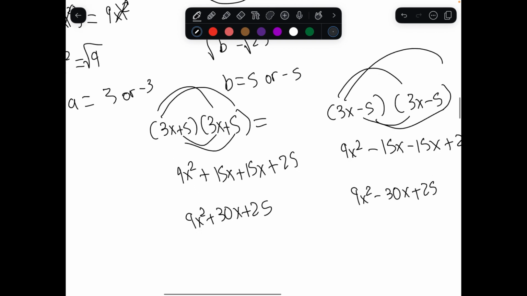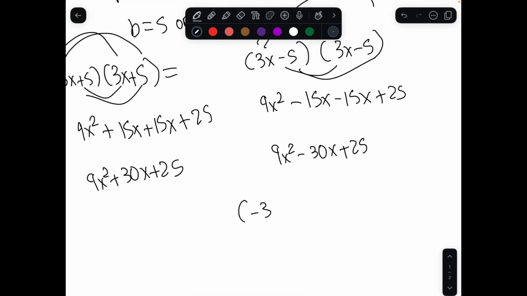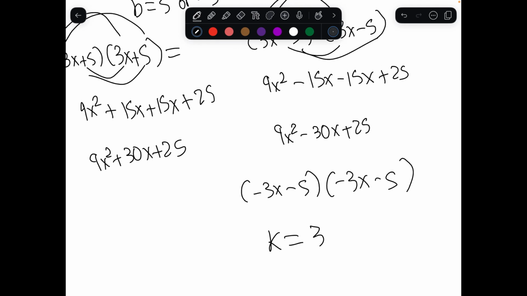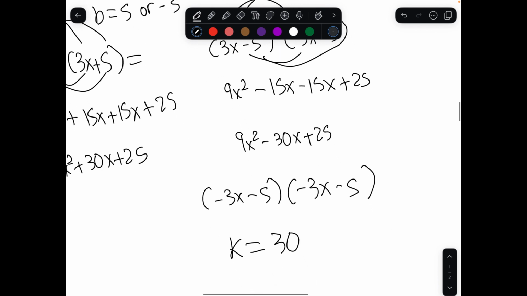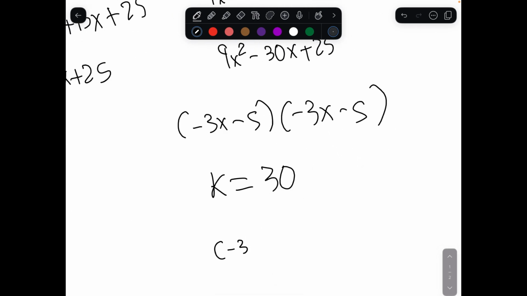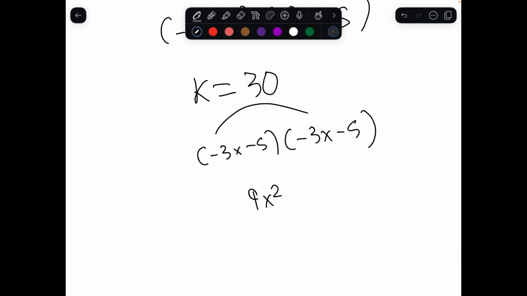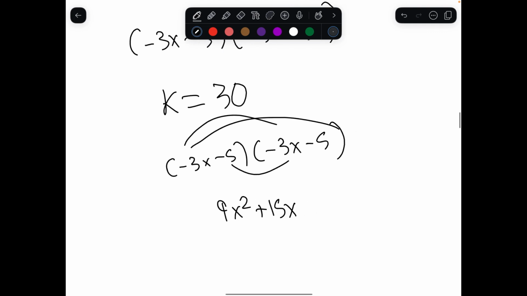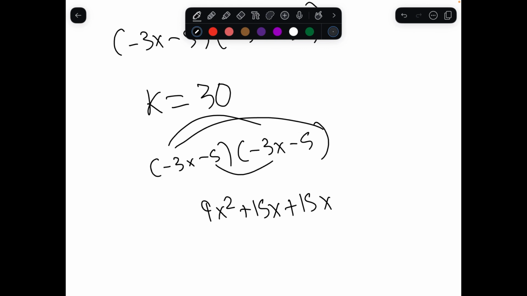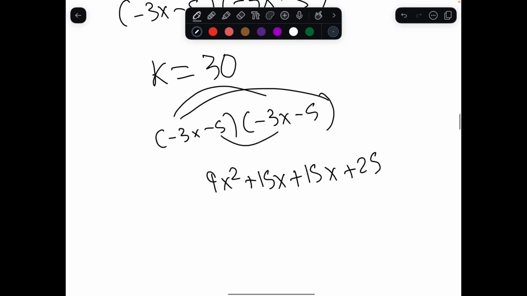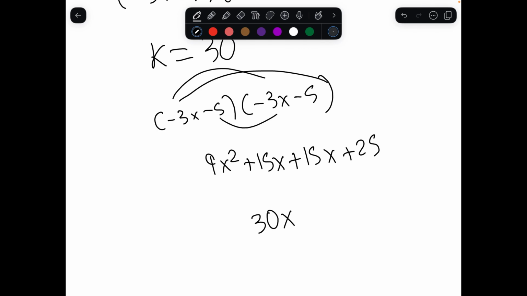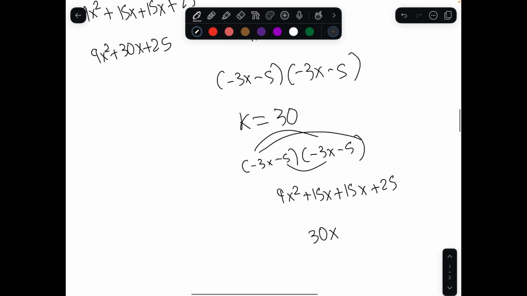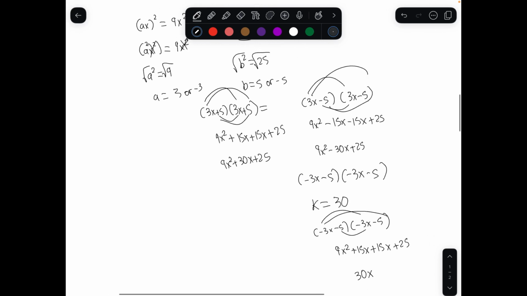And if a and b were both negative, what would actually happen is that if you were to simplify this, you would get k equals 30 either way. I'll just show you. If you simplify this, you get -3x minus 5 times -3x minus 5. FOIL: 9x squared. -3 times -5 is plus 15x, and -5 times -3 is also plus 15x, and then -5 times -5 is 25. You see how the negative times the negative gets you the positive? So it doesn't really matter. The negatives don't really matter. So the answer to this question is 30.